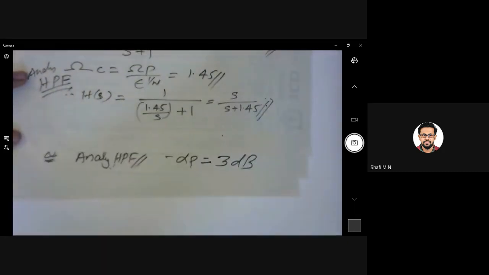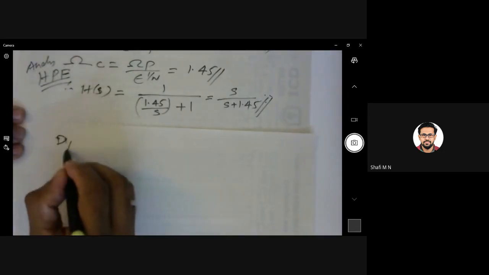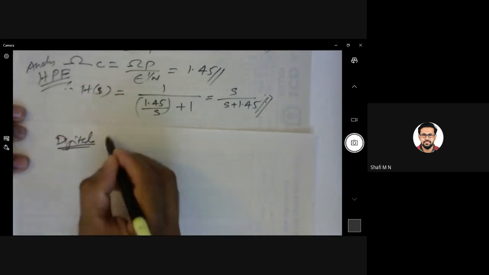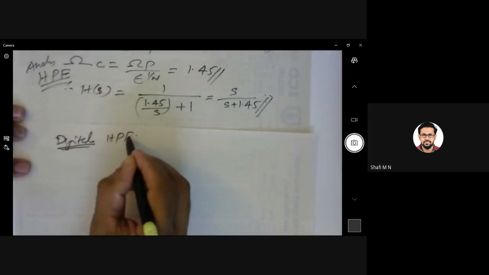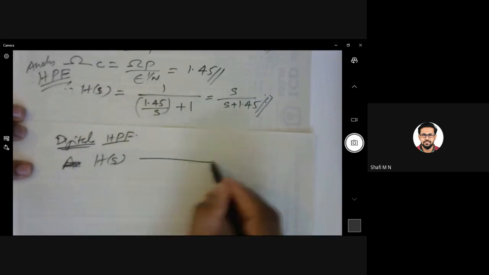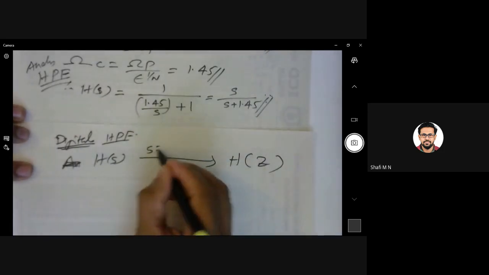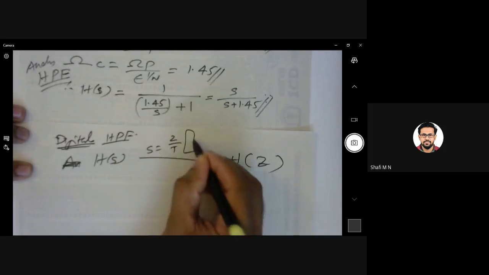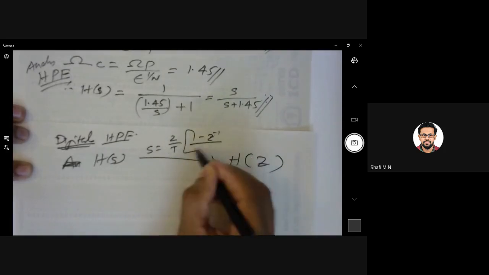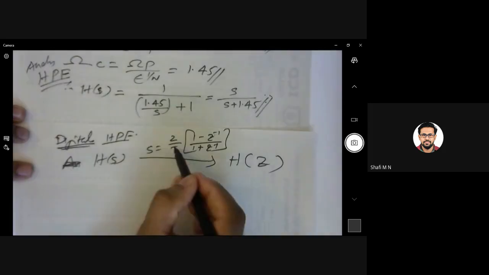So you have completed the design of an analog high pass filter. Now the last step is to convert to digital. You have to design your digital high pass filter. So what is the method? You have to transform your h of s to h of z using the substitution s is equal to 2 by t into 1 minus z raised to minus 1 divided by 1 plus z raised to minus 1. Last step. My question is, what should be the value of this t?